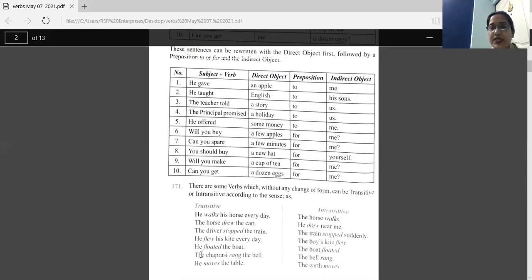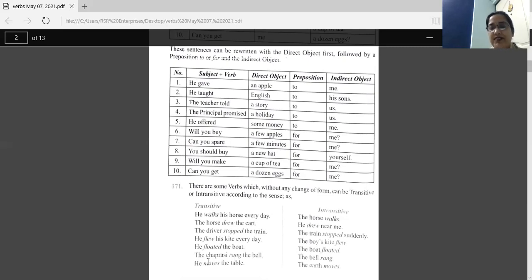He floated the boat. Floated is the verb. After that, the verb is carrying an object, the boat. That's why this floated is a transitive verb. The boat floated. No object given here. So floated is an intransitive verb.